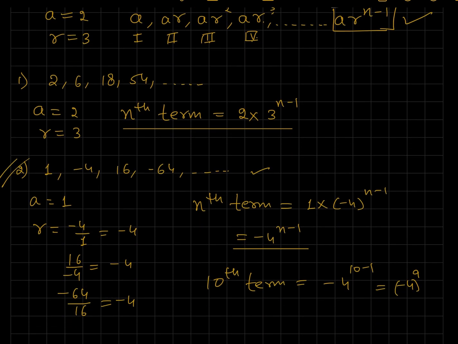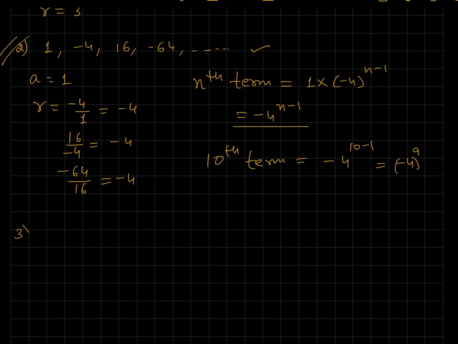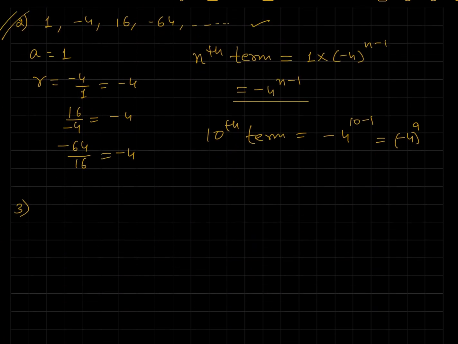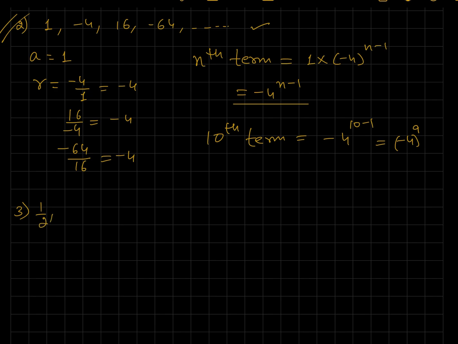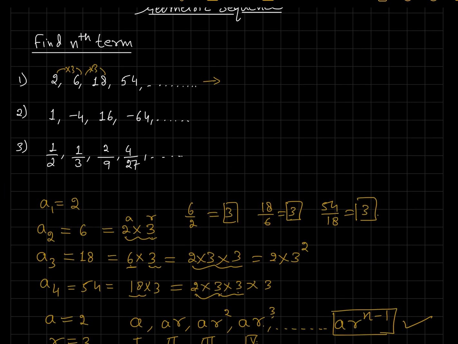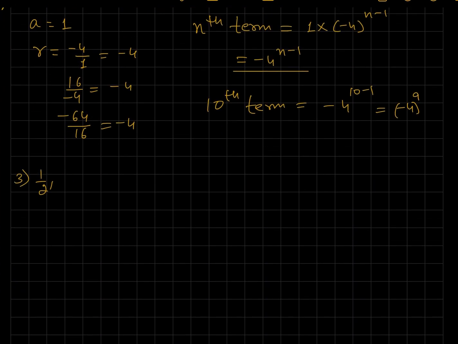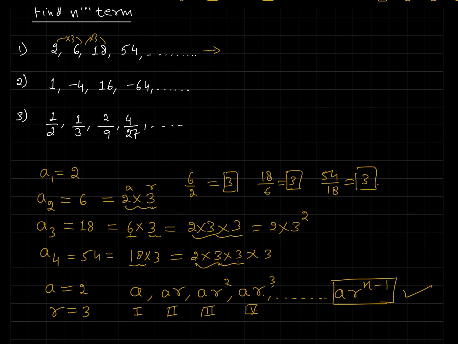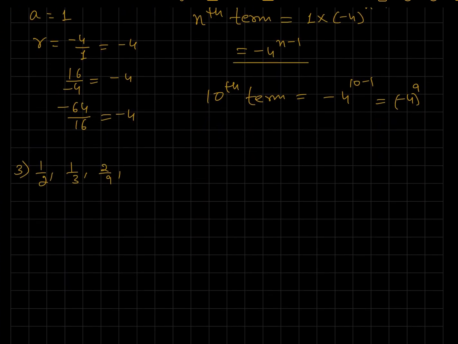Then let us do the third one. It's in fractions, but no problem. The terms are 1 over 2, 1 over 3, 2 over 9, and my fourth term is 4 over 27. Now see how to identify a and r.